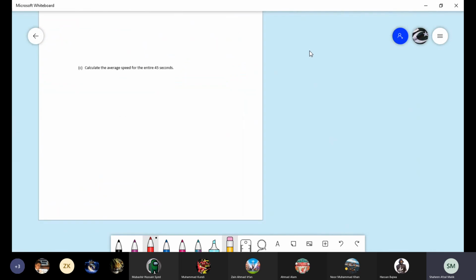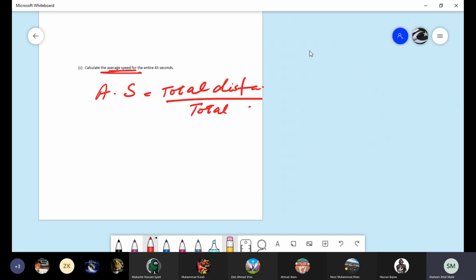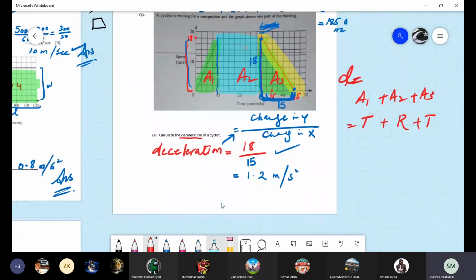Calculate the average speed. What is the formula for the average speed? Average speed is equal to total distance divided by total time. Total distance means the answer of the second part, that is the sum of areas. And the total time is how much? How much of the total time is the graph covered?